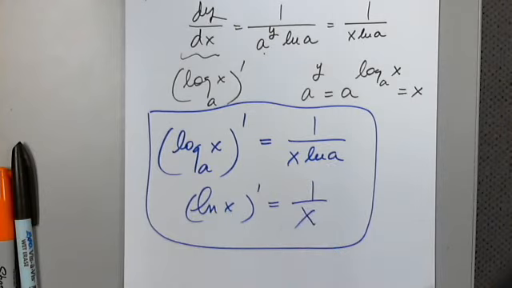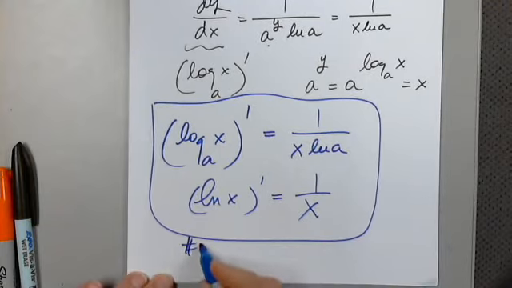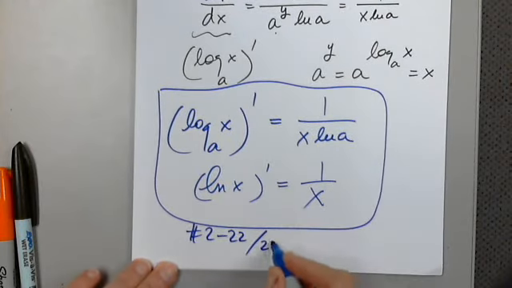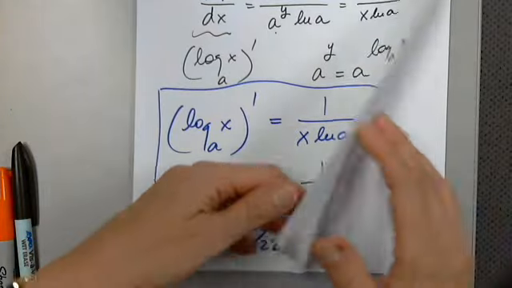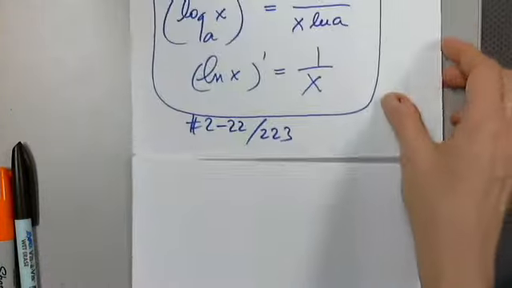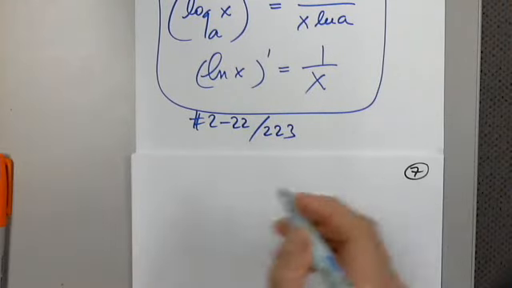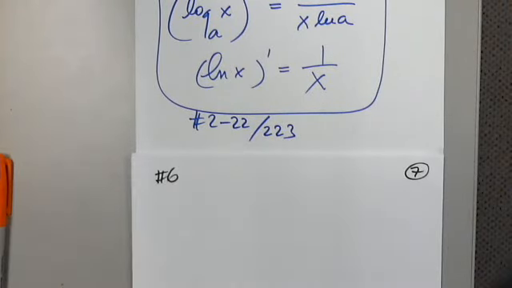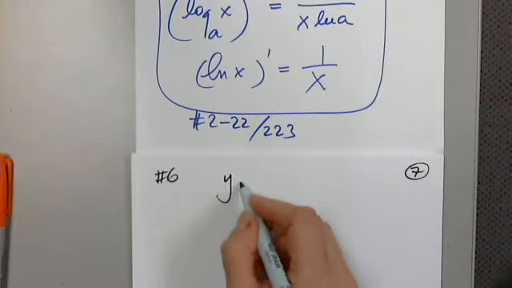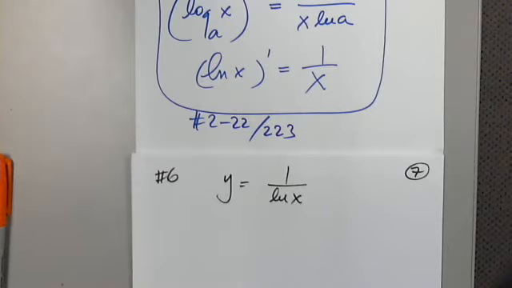I would like to practice these. On page 223, we can choose anything you want from 2 through 22 for now. Number 6, very good. Let's try number 6. I see it. That's y equals 1 over natural log x. Perfect example.